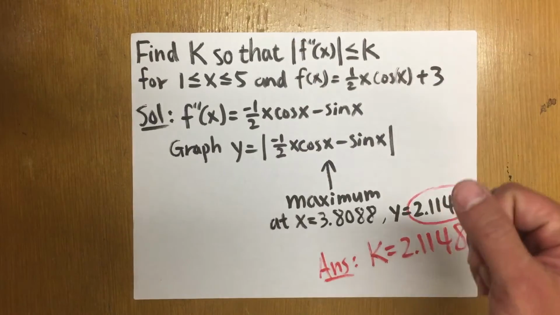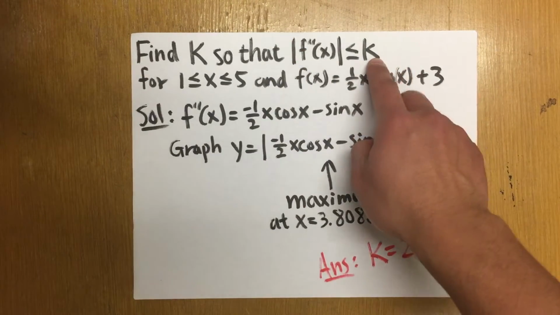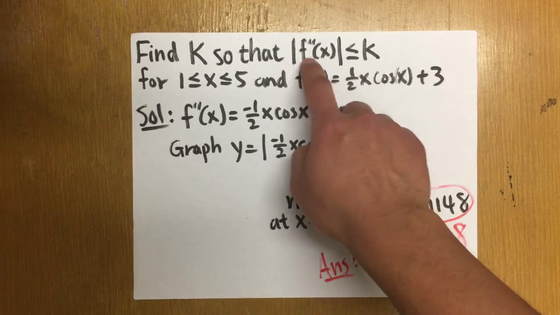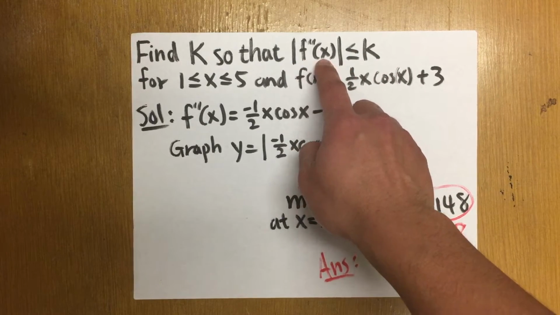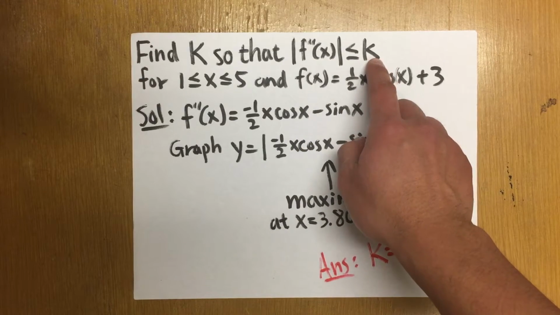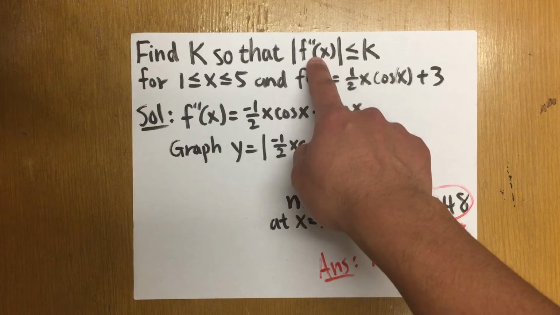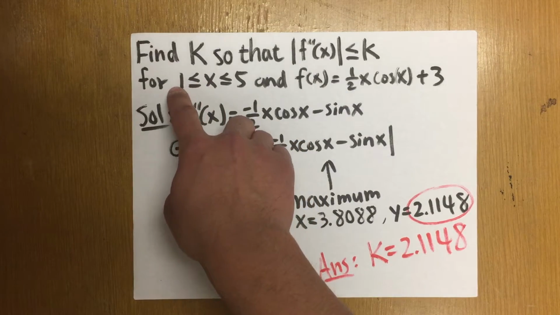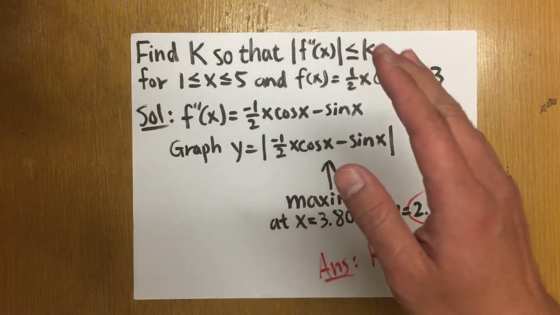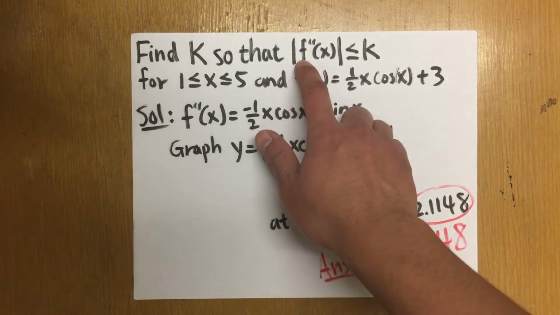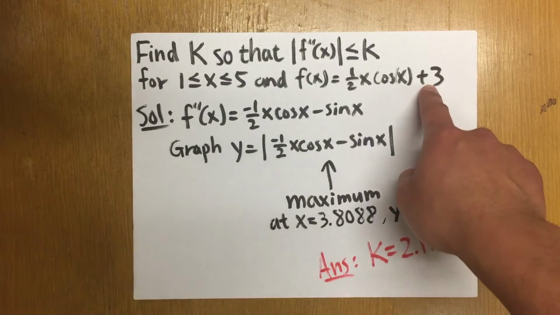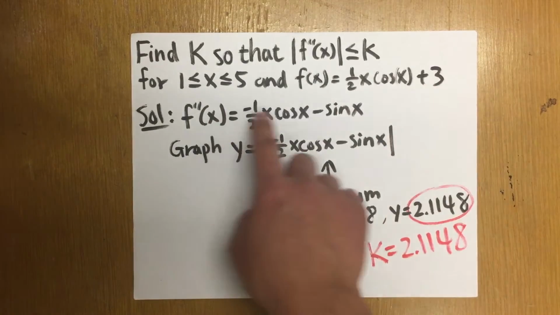What is the k? From here, this is pretty much saying k is the maximum value of the absolute value of the second derivative. Once again, k is the maximum of the absolute value of the second derivative when we are talking about x values between 1 and 5. Okay, right here, we have to do the second derivative, right? Here's the function. Let's go ahead and differentiate this twice, and we'll end up with this.